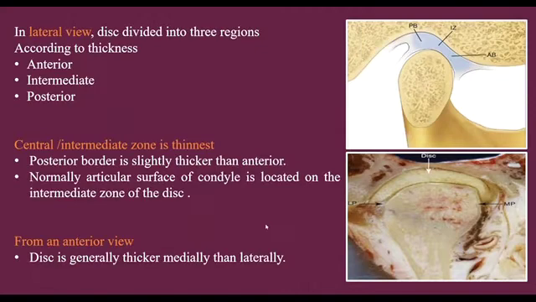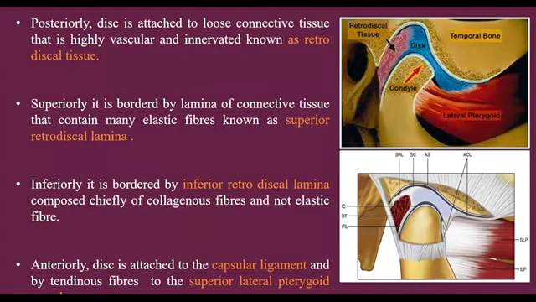Therefore, the working area of the TMJ is the superior anterior part of the condyle, which articulates with the distal incline of the lower half of the articular eminence of the temporal bone, not the fossa. Posteriorly, the disc is attached to loose connective tissue that is highly vascular and innervated. It is known as the retrodiscal tissue or the posterior attachment.